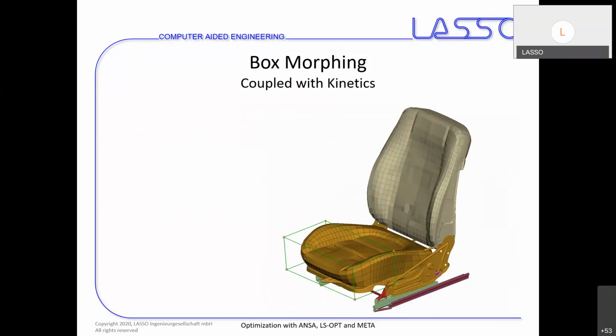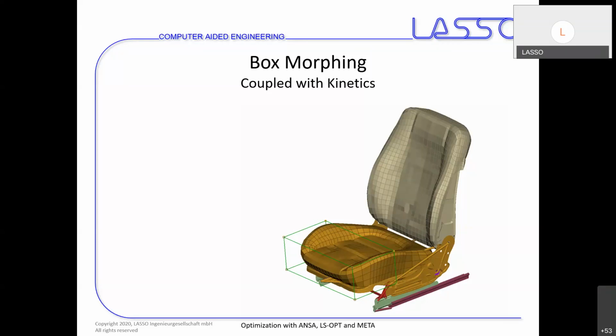So there are a lot of different tools in ANSA. And one of the big advantages of ANSA is that all these tools are or can be coupled together. For example, we have a kinetics tool. It's a multi-body dynamic solver, which can be used for positioning things besides doing kinetic simulation.